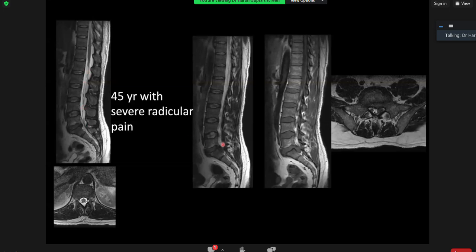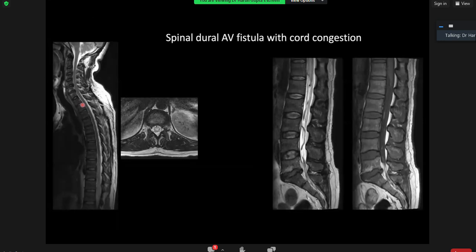But because the focus was so much on the large disc extrusion, this was kind of thought of as possibly not very relevant and very easily missed. So this wasn't called at that time. And when the patient came back with this, obviously at this time now, it was picked up.